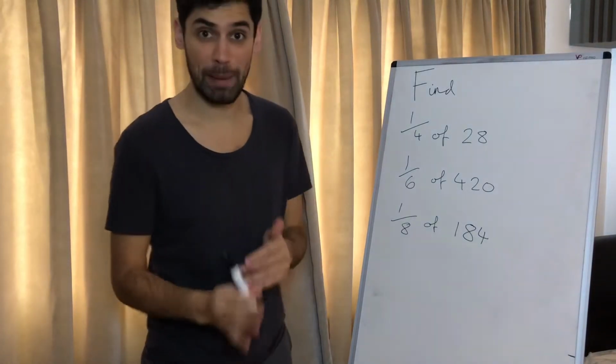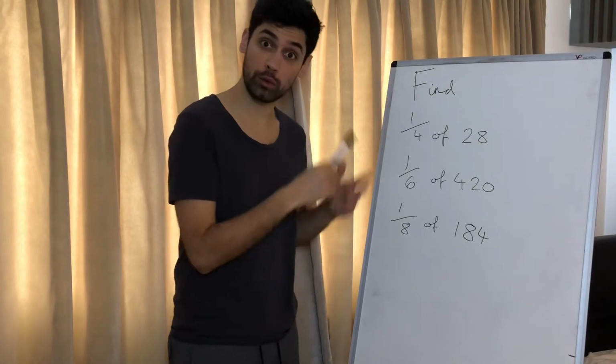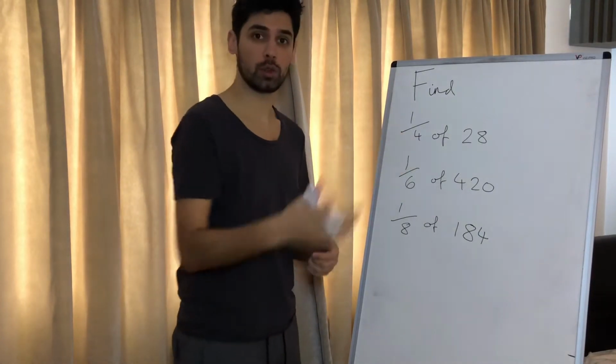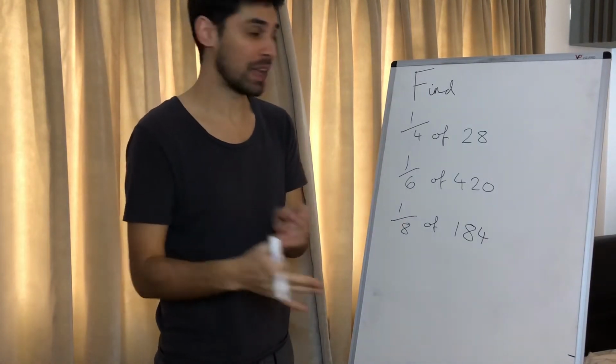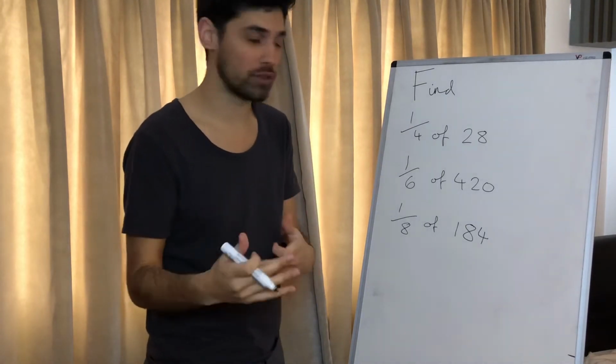Finding the fraction of an amount is actually so easy when you know what you're doing. So hopefully after I go through this, you'll find it easy as well. So finding a quarter of 28. Now you remember that phrase, divide by the bottom, times by the top. That's what we're dealing with here. That's what we use when we're finding a fraction of something.